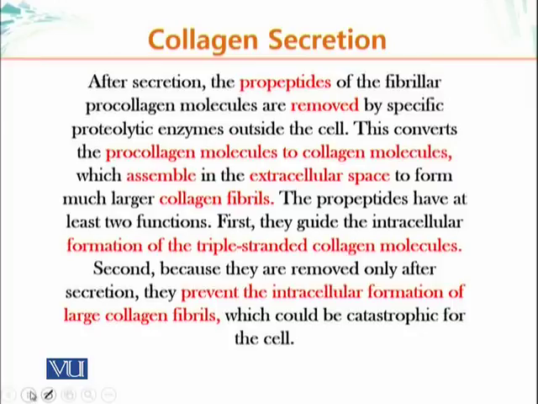Reading out the slide: After secretion, the propeptides of the fibrillar pro-collagen molecule are removed by specific proteolytic enzymes outside the cell. This converts the pro-collagen molecule to collagen molecules. Now they're mature molecules which assemble in the extracellular space to form larger collagen fibrils. And these propeptides have at least two functions, as I mentioned. First, they guide this molecule to the ER, and then they also prevent the formation of these triple helices while the collagen molecule is inside the cell.